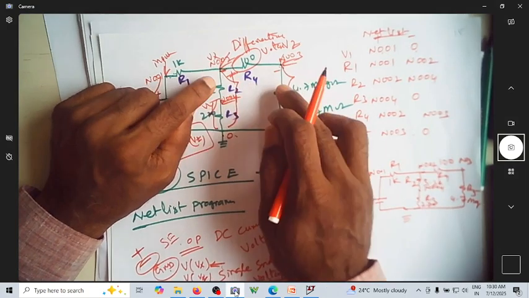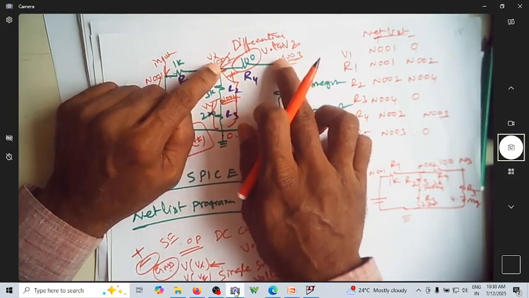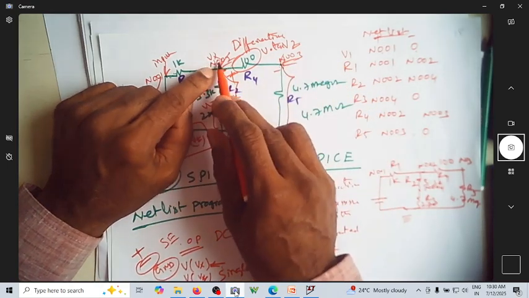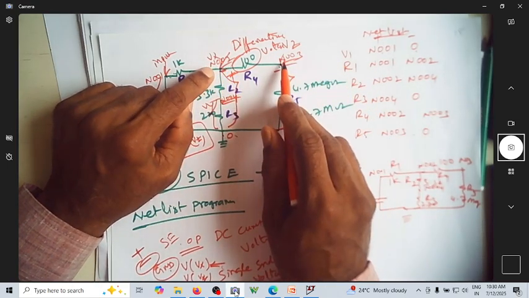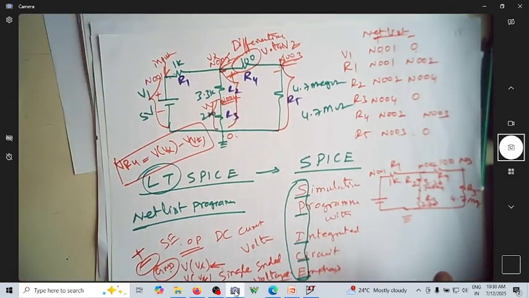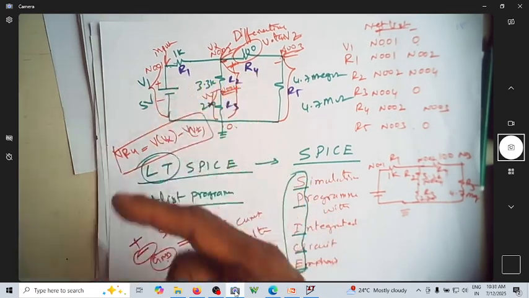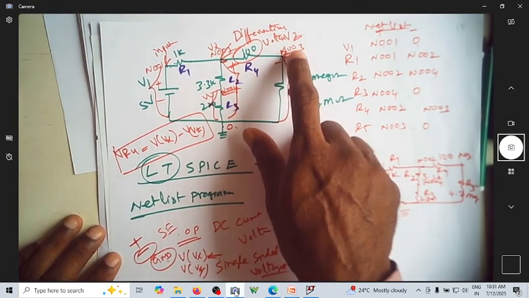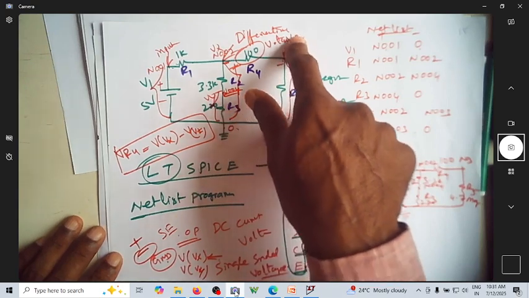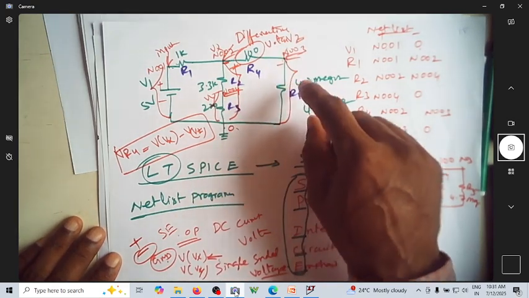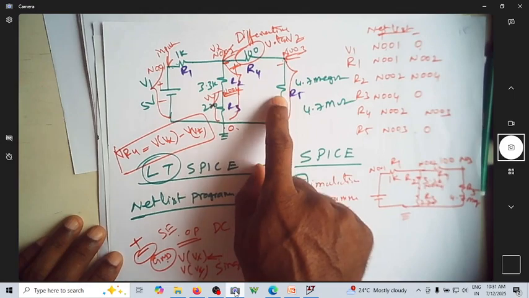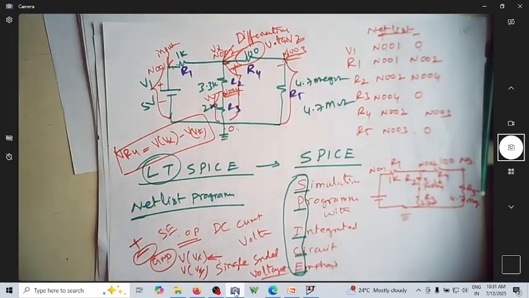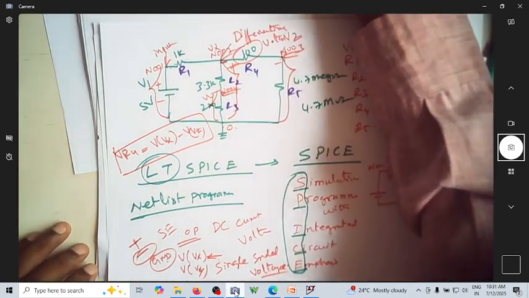If this is the voltage required, it is the differential voltage, which is nothing but V of Vx minus V of Vz. That's how we can measure the voltage across this resistor R4. What about R5? The voltage V of Vz, or N003, is the voltage across R5, or the voltage at node Vz.